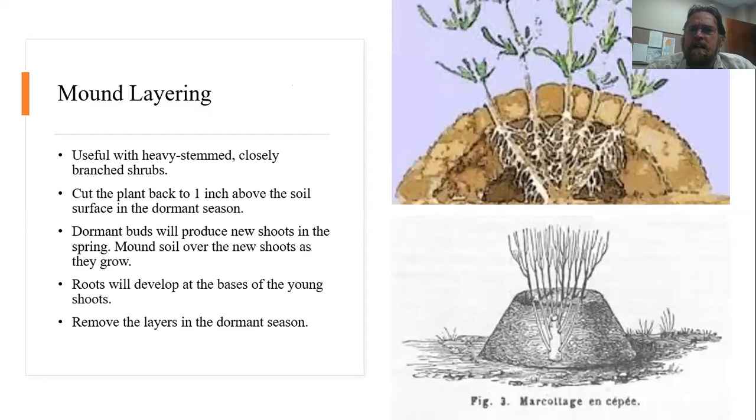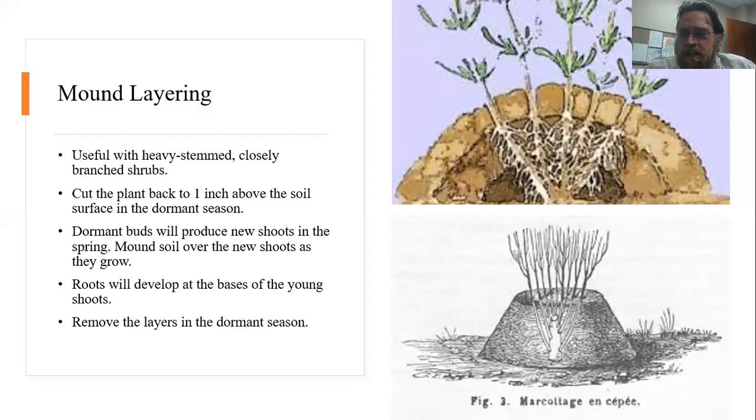Mound layering is another form of layering that we would use. This is something that we would tend to see with heavy stemmed or closely branched shrubs. I tend to think of this as sacrificial layering, because we do cut the plant back to about an inch above the soil in the dormant season. And then those dormant buds start to produce new shoots.